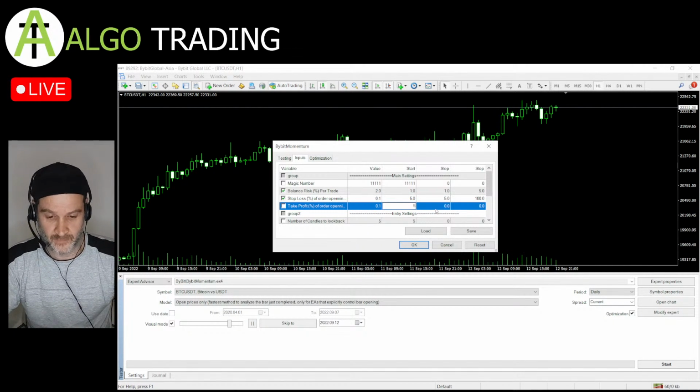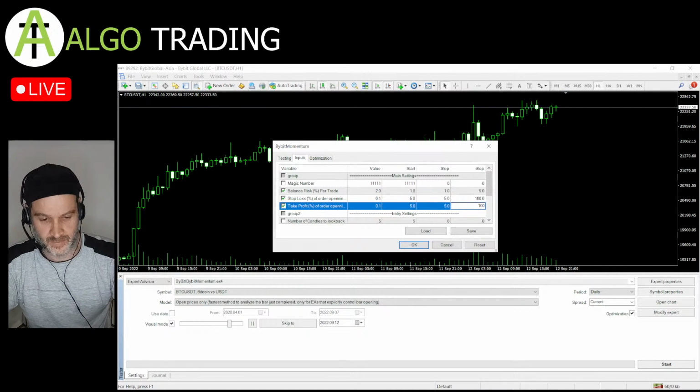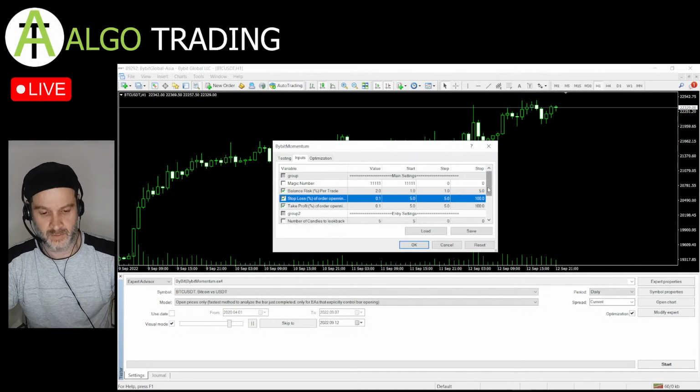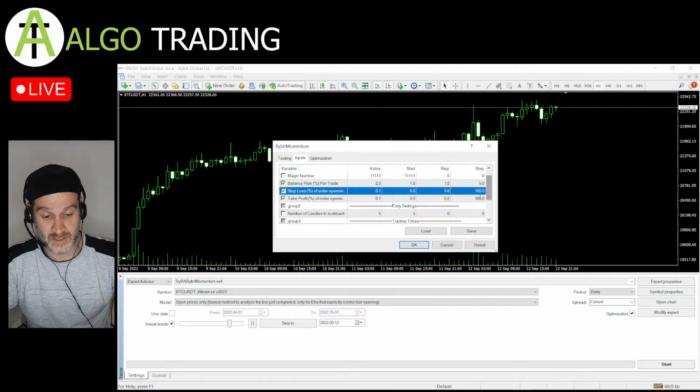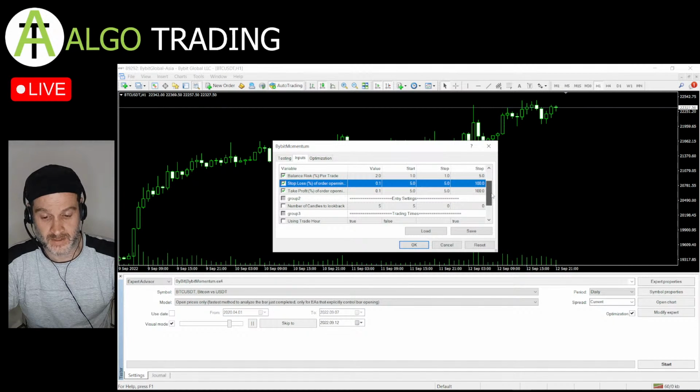And we're going to start at 5. We're going to go up in 5 for our take profit. And let's go up to 100% again. So that means Bitcoin's moved from 20 to 40,000. So we could actually take this to 500%, 600% because it has moved quite a bit. But let's just keep it 100 and then we'll re-optimize.